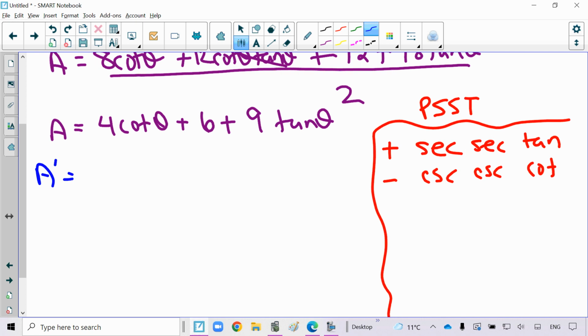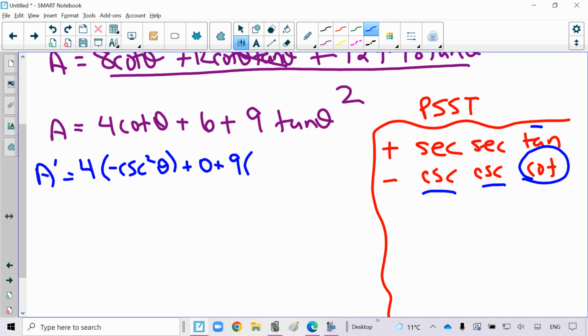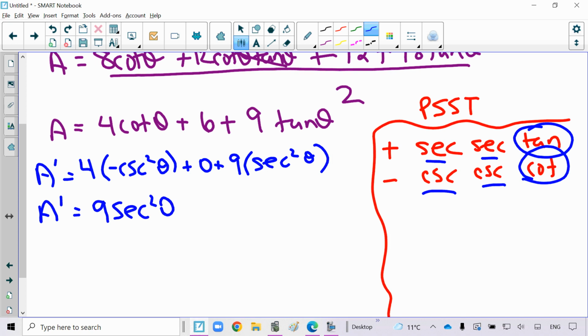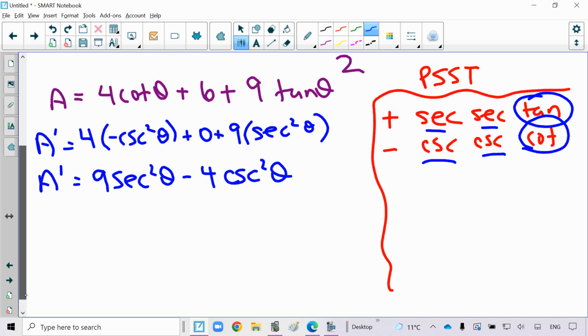So my first derivative is 4 times the derivative of cotan, which is negative cosecant squared. Plus the derivative of 6 is 0, plus 9 times the derivative of tan. The derivative of tan is positive secant squared. Okay, so I'm going to write the 9 secant squared first because it's positive, minus 4 cosecant squared. Okay, so I want to set the first derivative equal to 0 so that I can find the critical values.